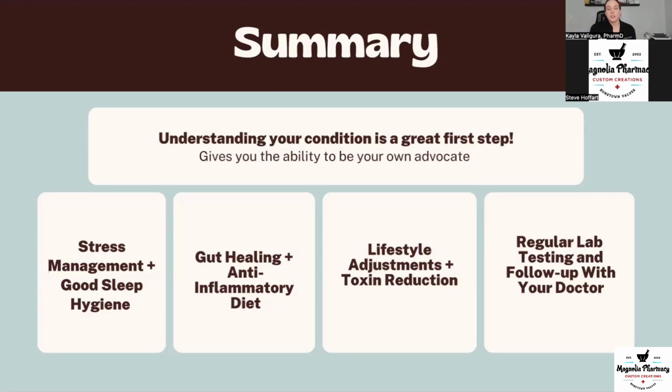Lifestyle adjustments and toxin reductions, that's just talking about those environmental factors that we can try to reduce. Of course, if you smoke cigarettes, not doing that if you can, decreasing alcohol consumption, things like that, making sure we're exercising, we're moving our body, we're eating well. So just making those overall lifestyle adjustments. And then, of course, regular lab testing and follow up with your doctor as well.